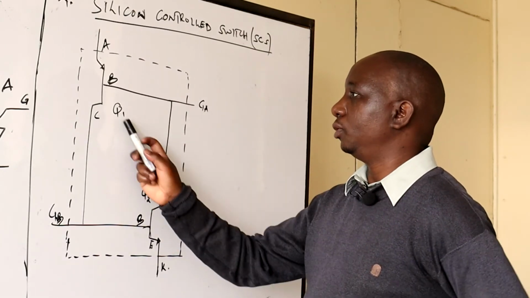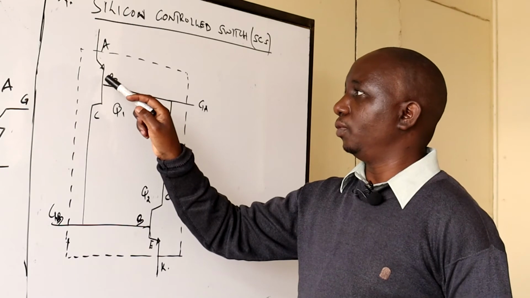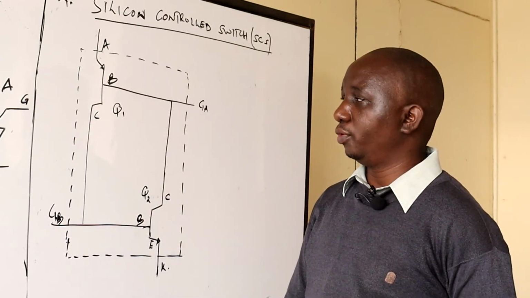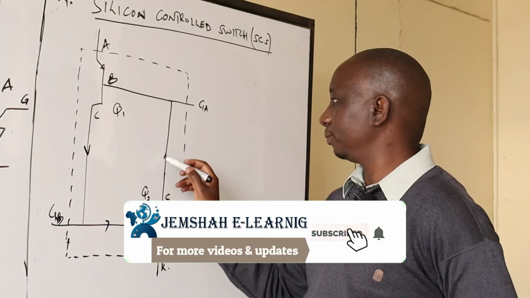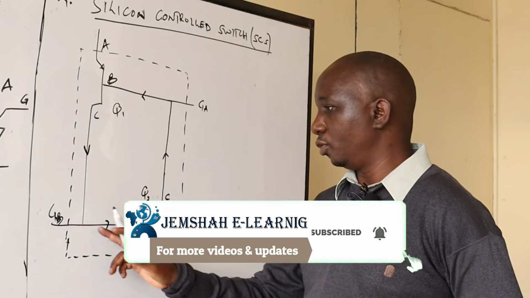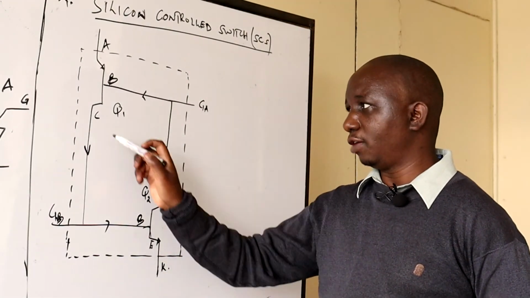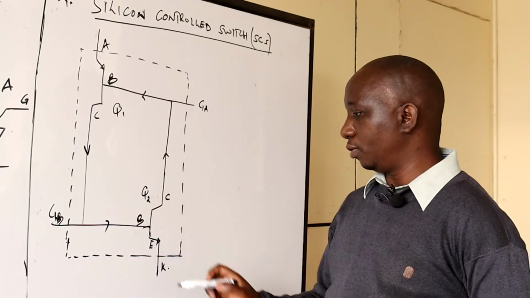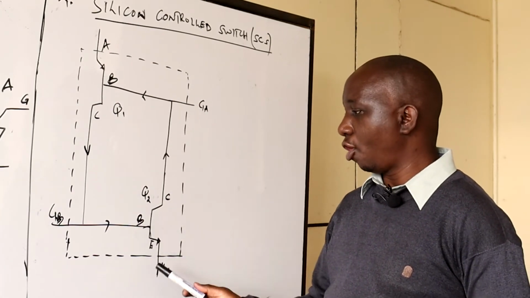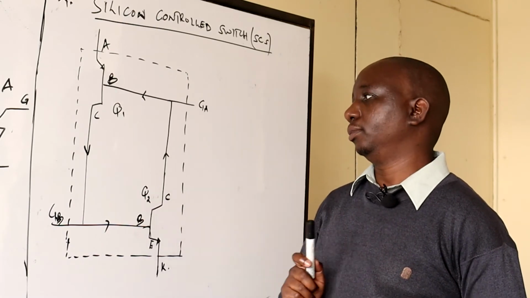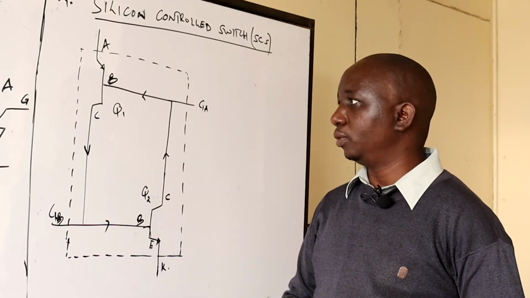When Q1 is biased into saturation, the current through the anode is going to flow and will be amplified through the transistor, and the collector current is able to flow through to GB. We'll be able to turn on the transistor Q2 because we'll have an amplified current flowing through this point. When Q2 also turns on, it amplifies its current through this path, and we shall have a current that flows back to the transistor Q1.